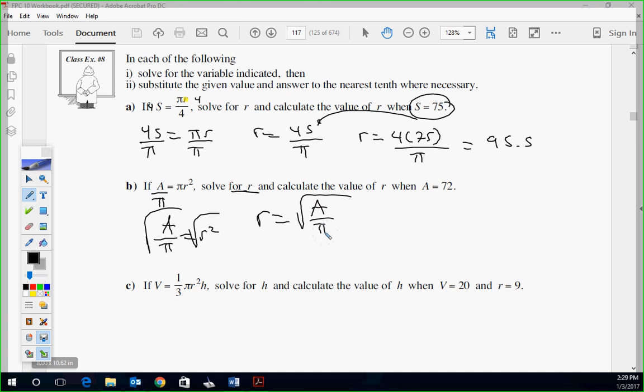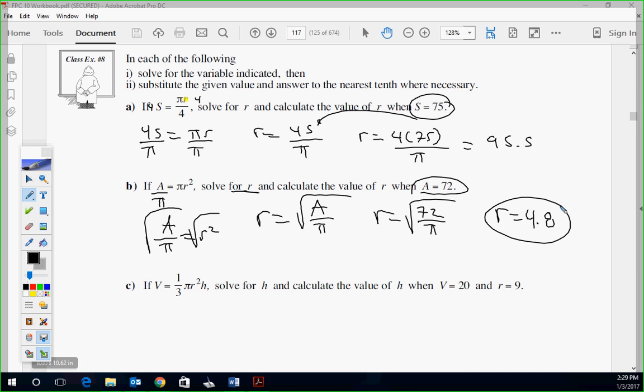Well, we don't know a. Yeah, we do. They told us right there. So now r equals 72 over pi, square rooted. When you calculate that, that's a calculation now. You're going to get 4.8 for r this time. Okay. Last one. Any questions?